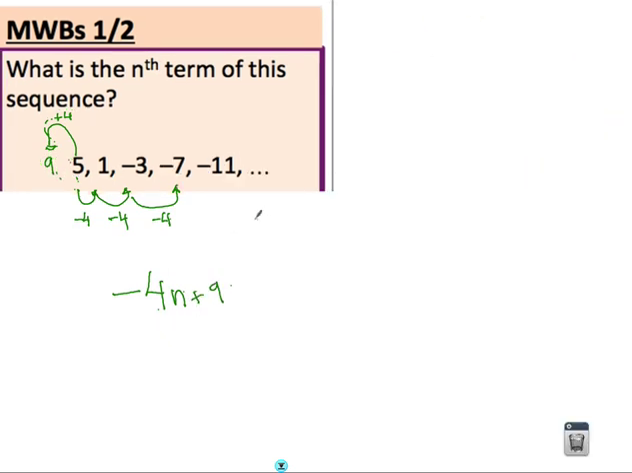Okay, so the equation of this is minus 4n plus 9. Sorry about the skip in the video. There is something going on with my pen. Hopefully it has been sorted out.